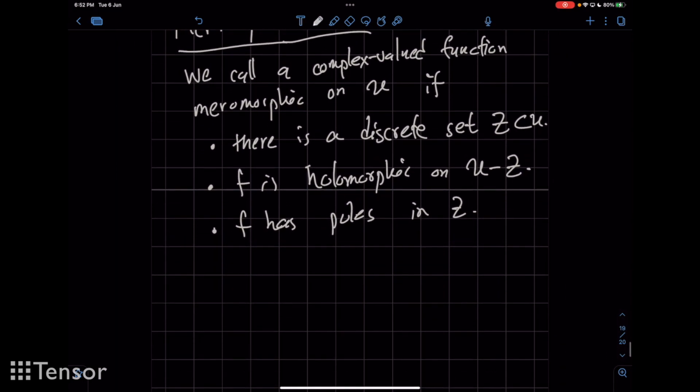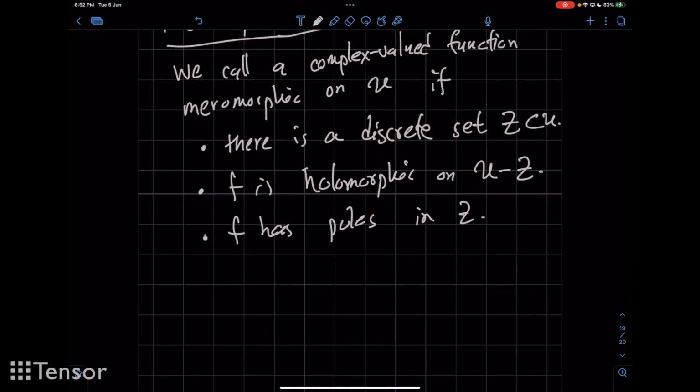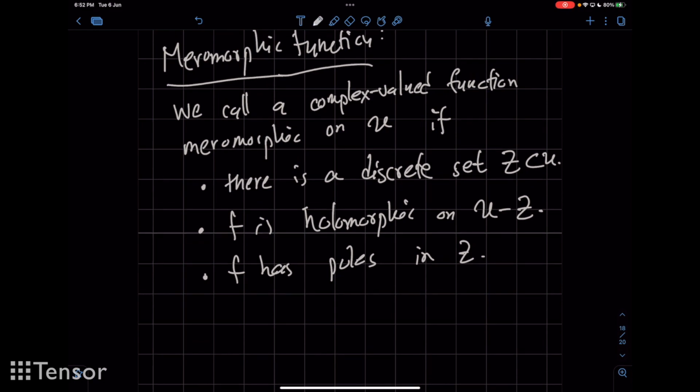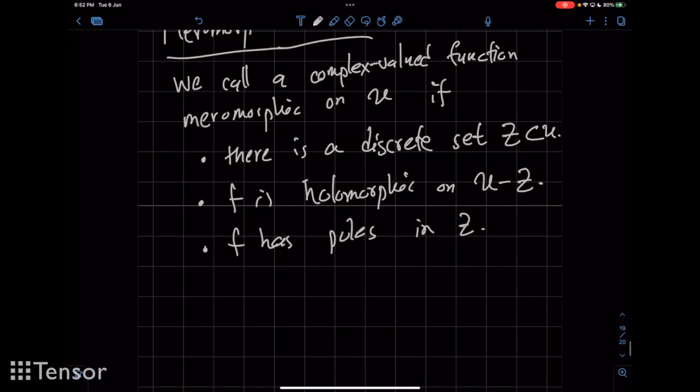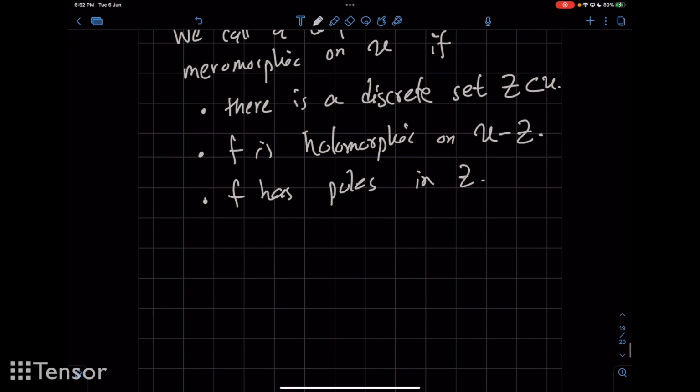And there's a very interesting theorem that says that if I have a meromorphic function, I can write it as a ratio of two holomorphic functions. So they are like rational functions. In order to define rational functions, I need some ring here. So rational functions of what? Rational functions of holomorphic functions. Well, we can say that.